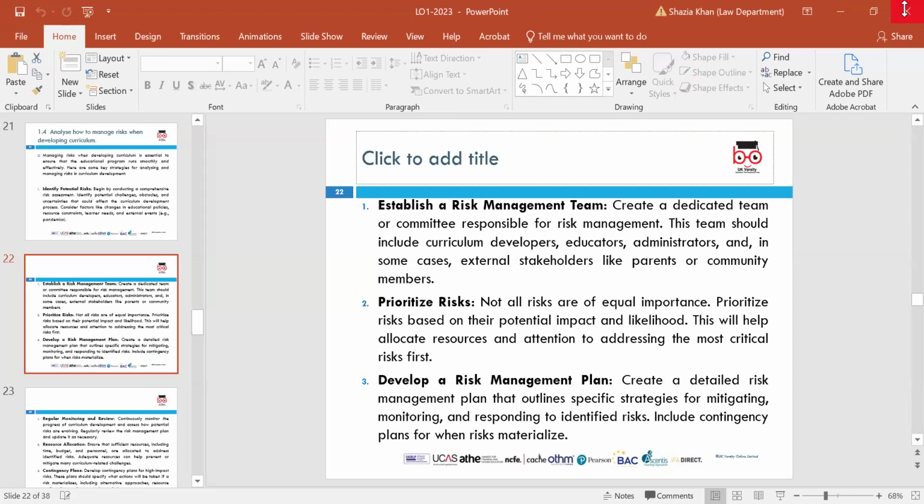Develop a risk management plan. It's really important to put together a plan of all your risk management that outlines any strategies in place, outlines any areas for development, and also takes into account any mitigating and monitoring. You need to be able to monitor what risks are in place and identify these risks, and a plan must be put in place to identify any contingencies.